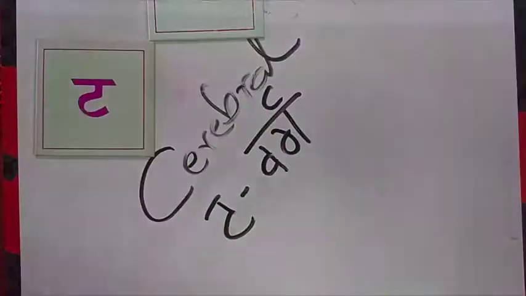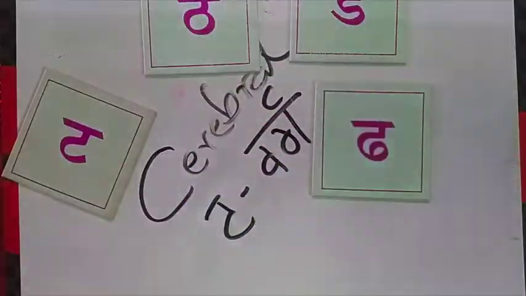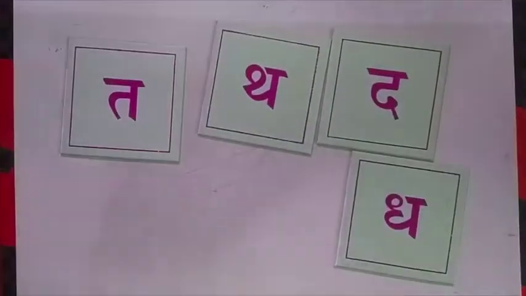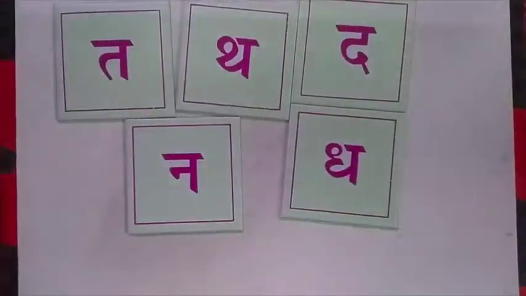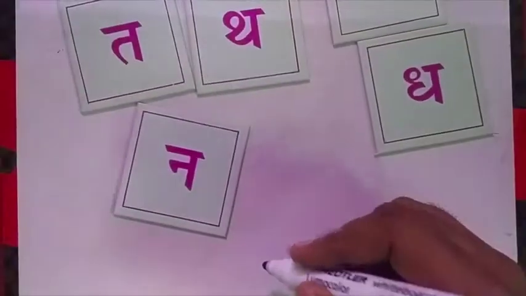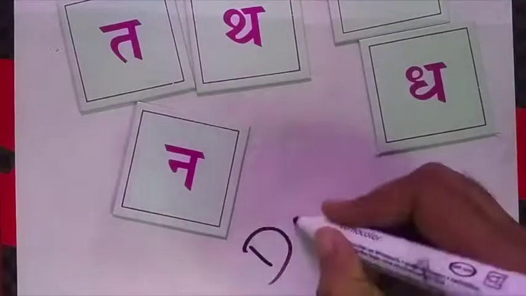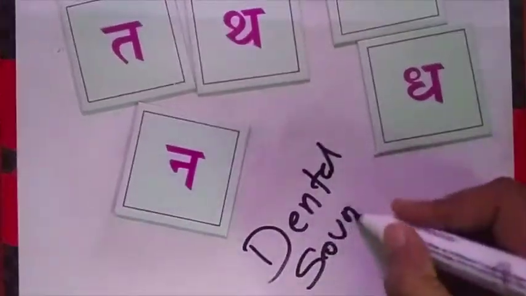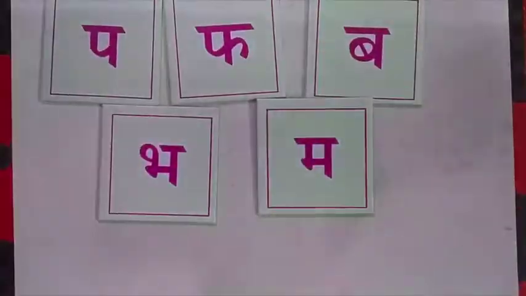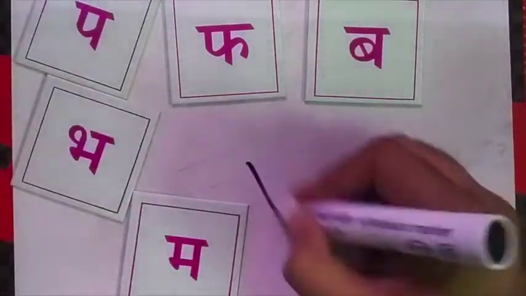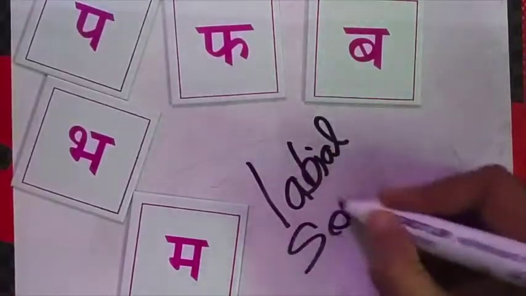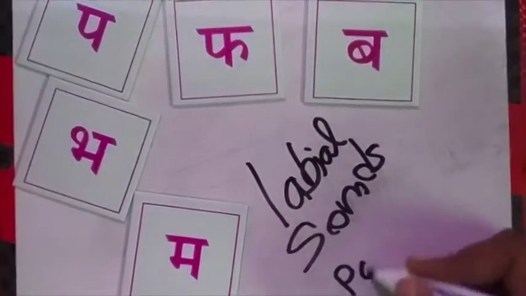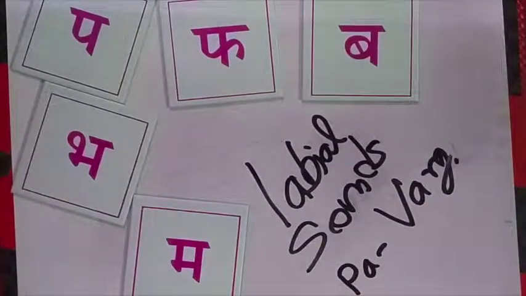Ta, Tha, Da, Dha, Na, these are called cerebral sounds. Ta, Tha, Da, Dha, Na, these sounds are made by touching the tongue with the teeth, so these are called dental sounds. Pa, Pha, Ba, Bha, Ma, these sounds are made by the vibration of the lips, so these are called labial sounds.